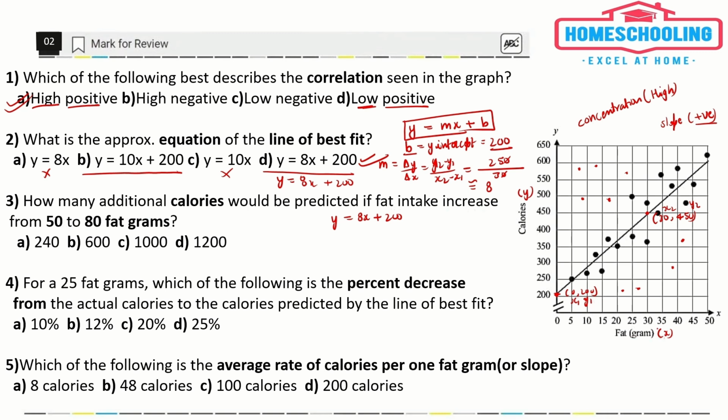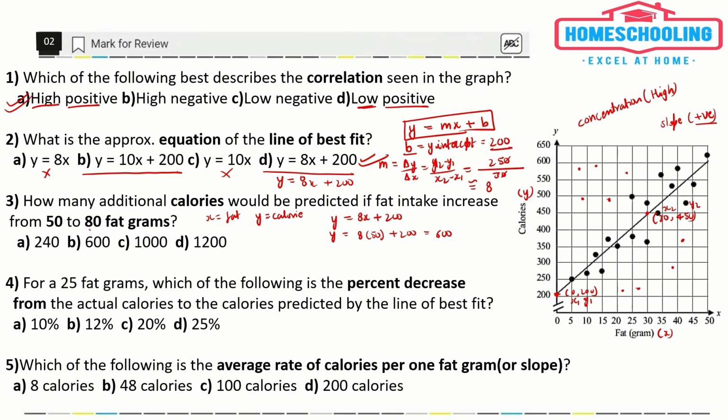So fat is x here on the x-axis, and y is equal to your calories. So we have to find the calories when fat is 50 and 80. So y is your calories. Instead of x, fat, we will put 50. 8 times 50 is 400, plus 200, that would be 600. And as we can see here on the graph also, for 50 grams of fat, we have 600 calories.